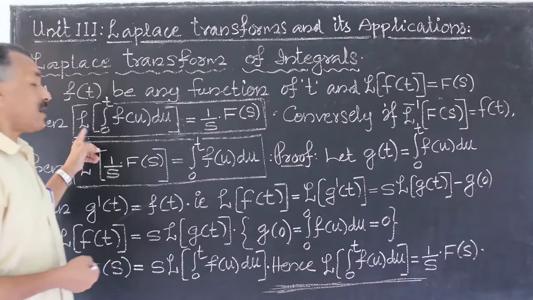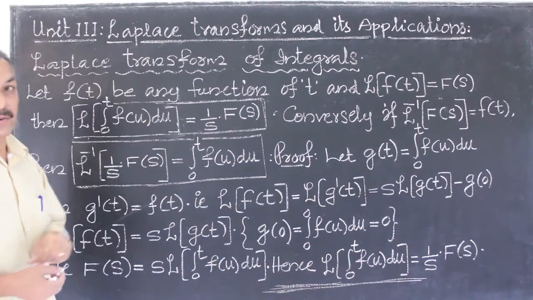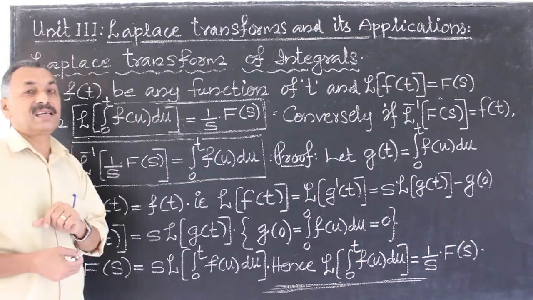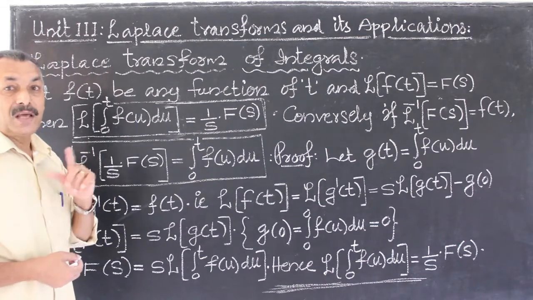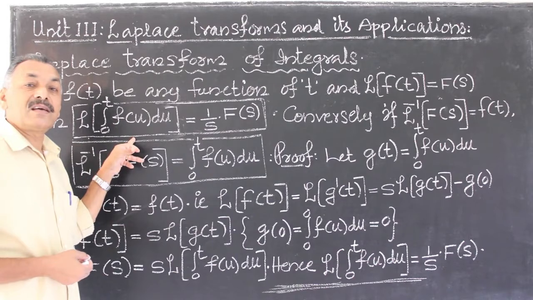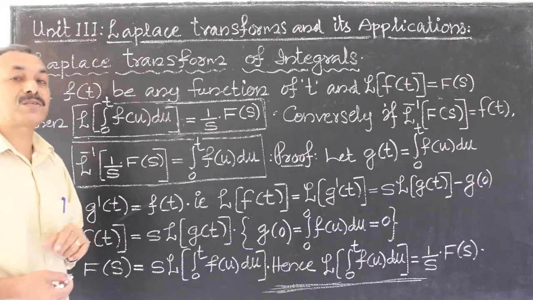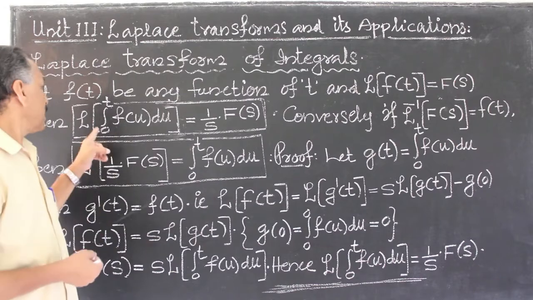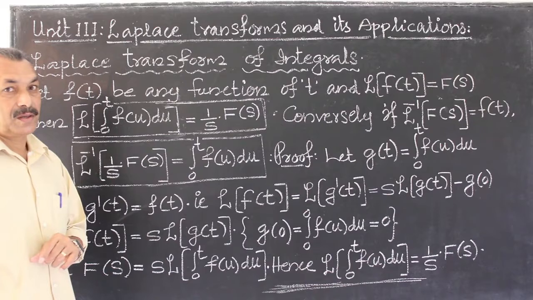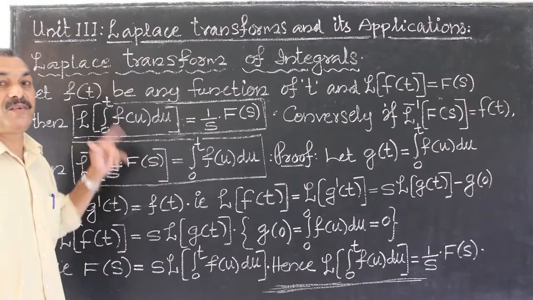Then consider the Laplace transform of the integral from 0 to t of f of u du. That means u varies from 0 to t. Applying the upper limit, this becomes a function of t. We use u as the integration variable to avoid confusion with the variable t.